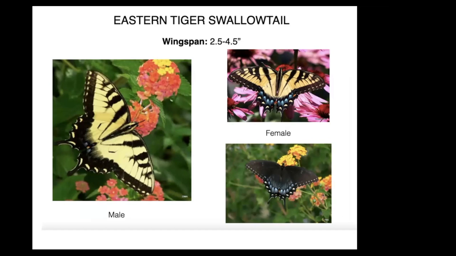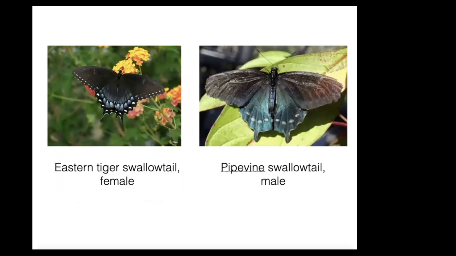stripes on it. The female actually comes in two different forms. One looks very much like the male, although it has more blue on the hind wings. And these are more in the north. And so if you come south, there'll be some, and then there'll be more and more of the ones that are black for the forewings, and then it has a blue at the back, the hind wings.